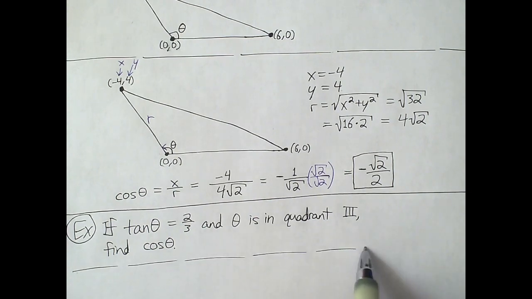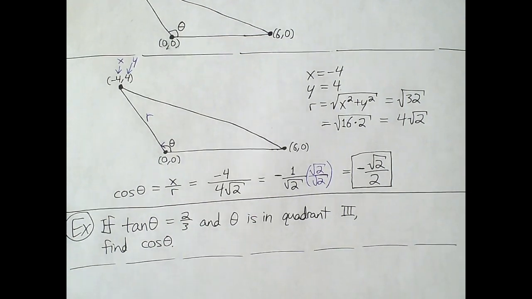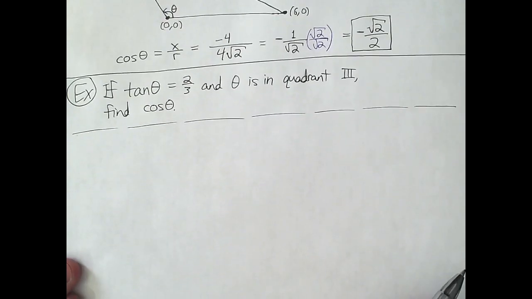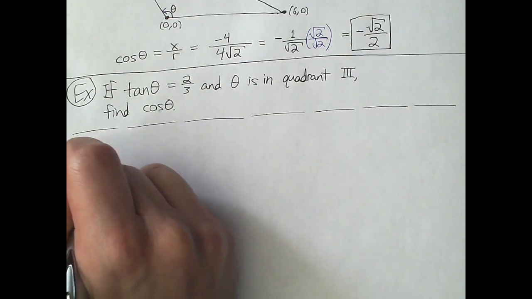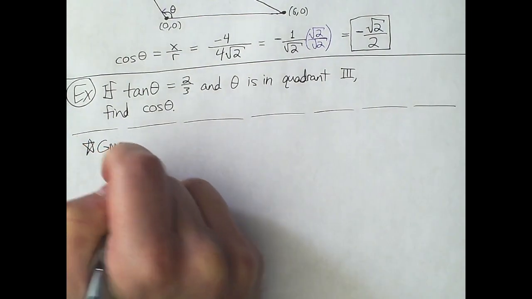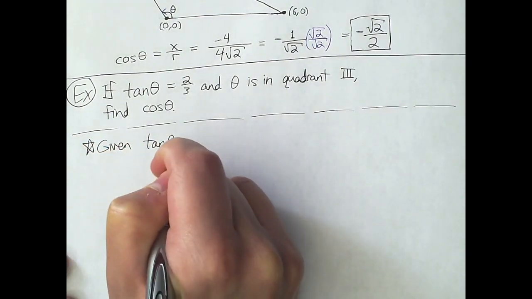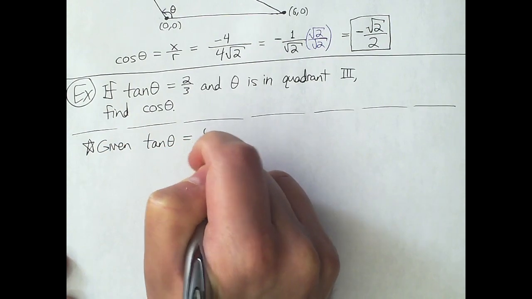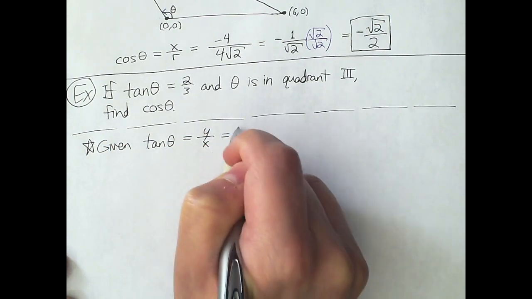Huh, that's interesting. It's not giving us a triangle. It's not even drawing an angle for us. It's telling us something about tangent of theta, and it wants us to find cosine of theta, and something about the quadrant. Maybe that might turn out to be important. So I'm going to talk us through this because this is a different type of problem. Let's say we are given that tan of theta, which we know is supposed to be y over x, is 2 over 3.